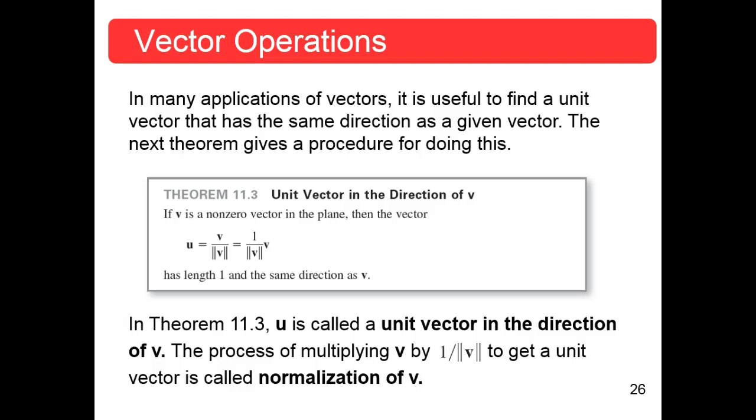All right. We're looking at theorem 11.3, unit vector in the direction of V. If V is a non-zero vector in the plane, you cannot talk about a unit vector being in the same direction as zero vector because zero vector has no direction, so it has to be a non-zero vector. Then the vector U, now, let me just say this. Every time you see a U, that's not necessarily a unit vector. In this case it is, but they quite often use U, V, and W as being generic vectors, and U is not always a unit vector.